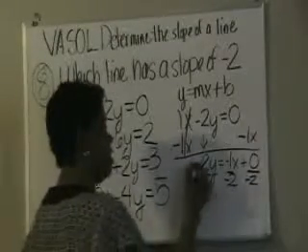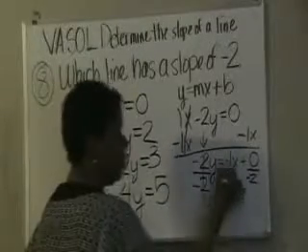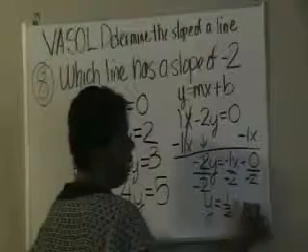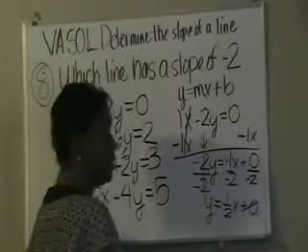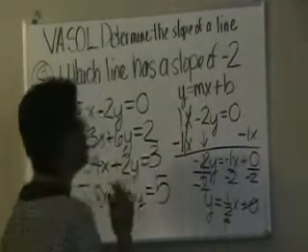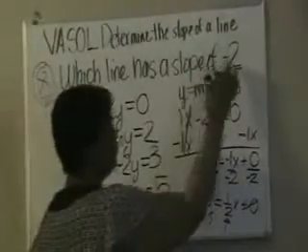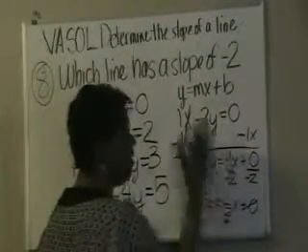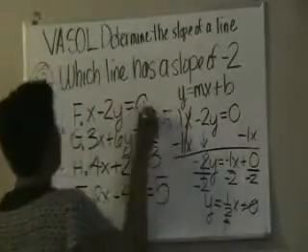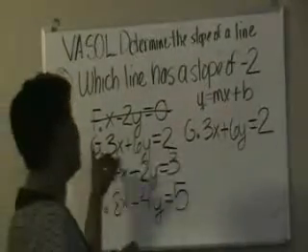Negative 2 divided by negative 2 is going to be my 1. So y is equal to, and a negative over negative, so it'll be 1/2 x, and that's plus 0, which you just don't have to write. So we know that this represents slope, and that's not a negative 2. They want to know a slope of negative 2, and this is a slope of 1/2. So the first equation, F, is wrong. So now I can mark through F. Now I'm going to go to letter G and see if that's the answer.